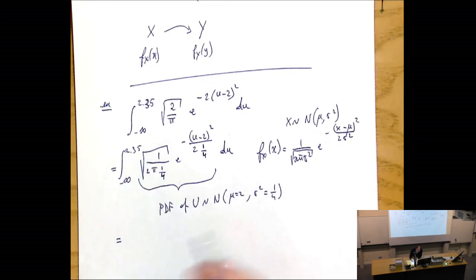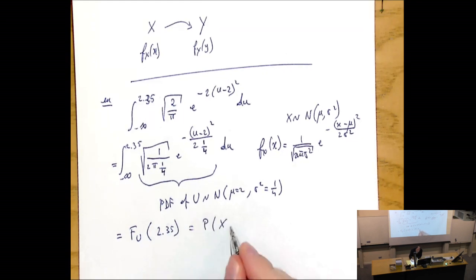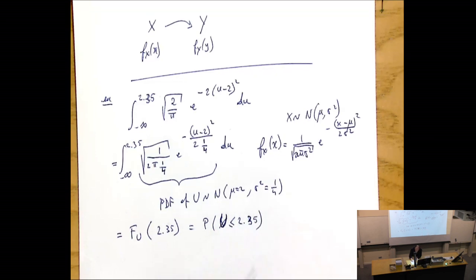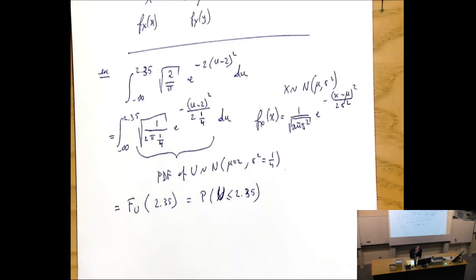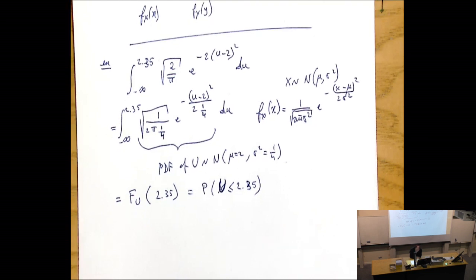So this is essentially the CDF of u evaluated at 2.35, or the probability that u is smaller or equal to 2.35. Okay, so we can use a table, but recall that when we look at the standard normal table, this is provided for a standard normal random variable. So the first thing we need to do is to standardize this.